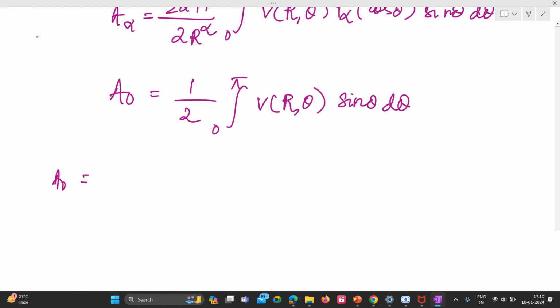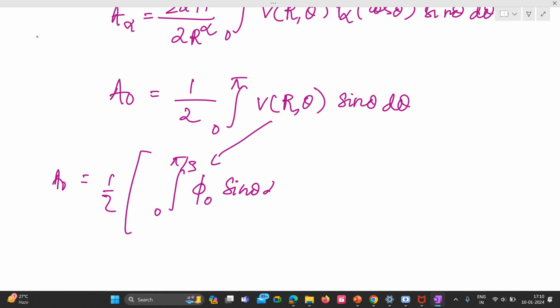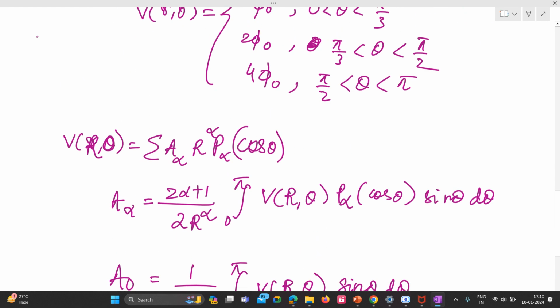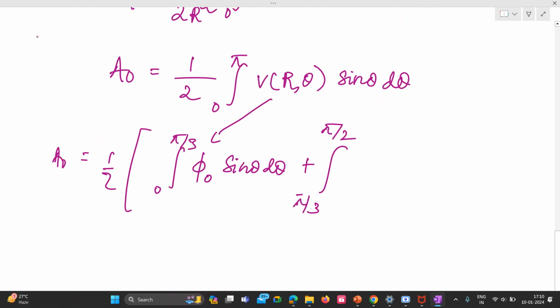So a naught will be, see, 1 by 2. I have to take every limit. Phi naught potential, phi naught limit, then sin theta d theta, from 0 to pi by 3. Then pi by 3 to pi by 2. What is the potential in pi by 3 to pi by 2? 2 phi naught, right? So I will take 2 phi naught sin theta d theta, because I'm just putting the values of V of theta here.